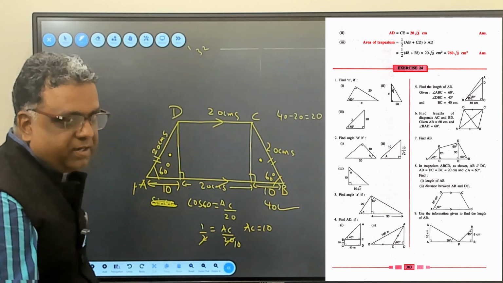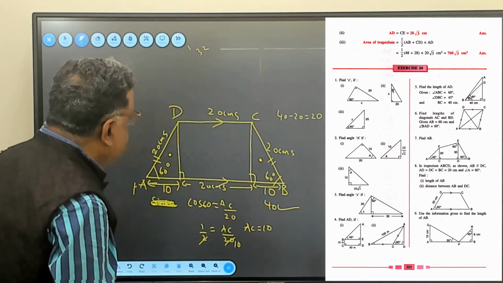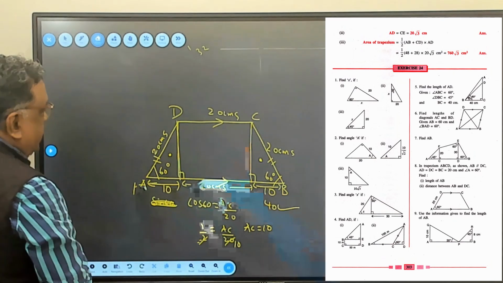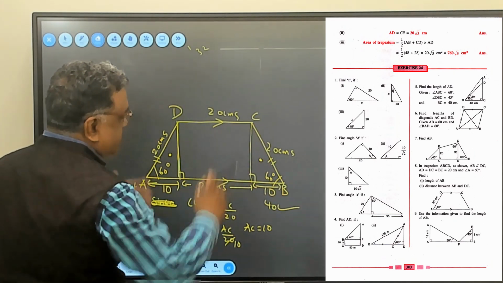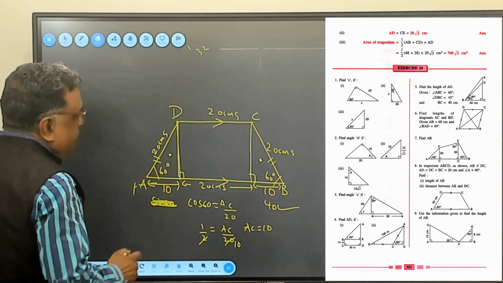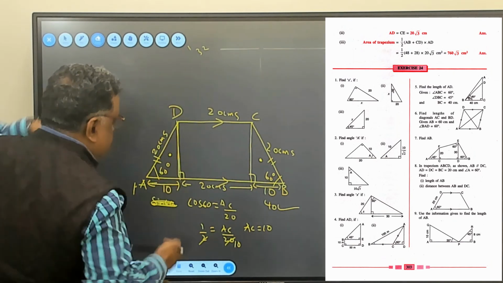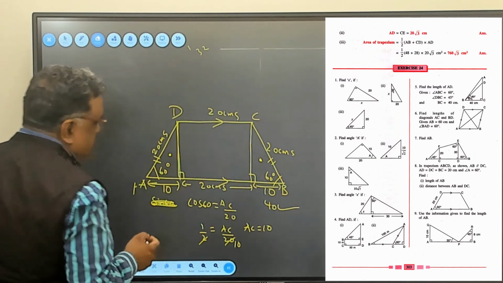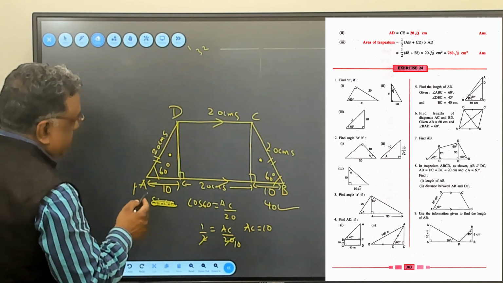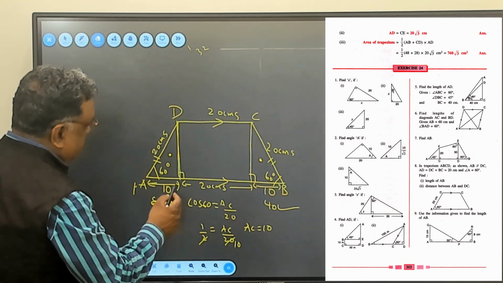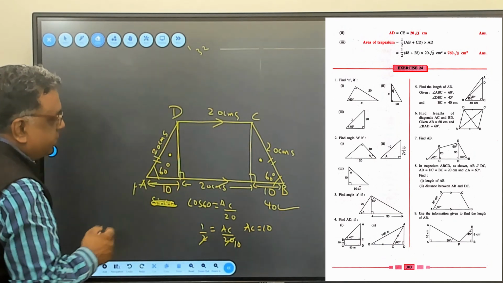Distance between AB and DC. That's another part which you have to use, which means we have to find this height between AB and DC. So I have to find basically this height, the distance between the two. So here again I can use, I know this as 10 and this as 20, correct?